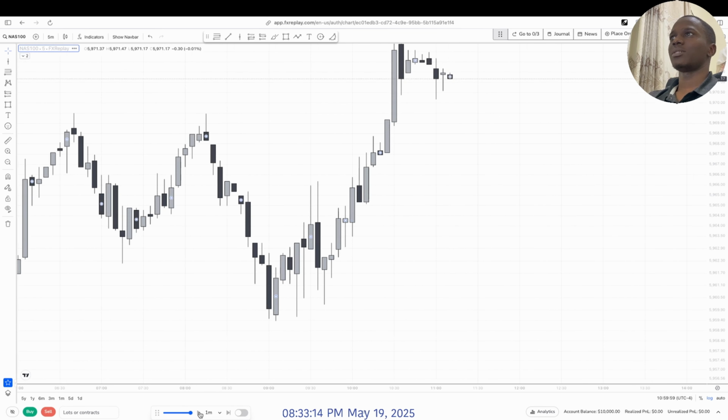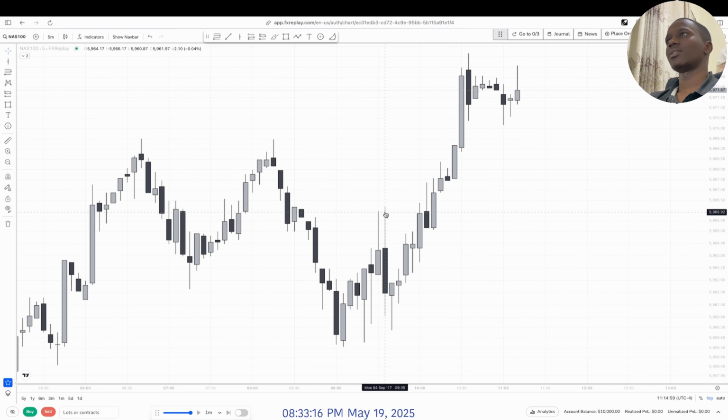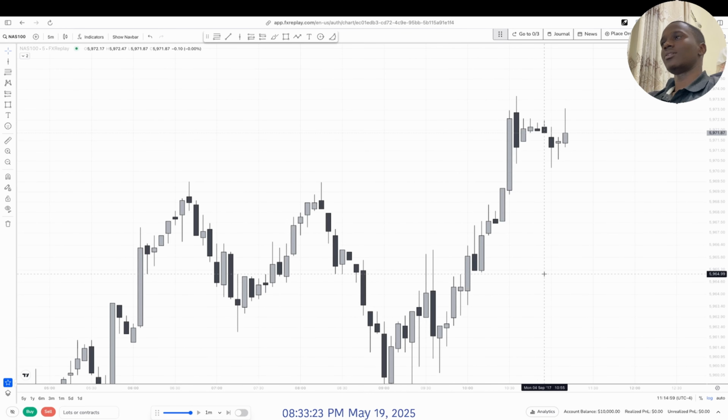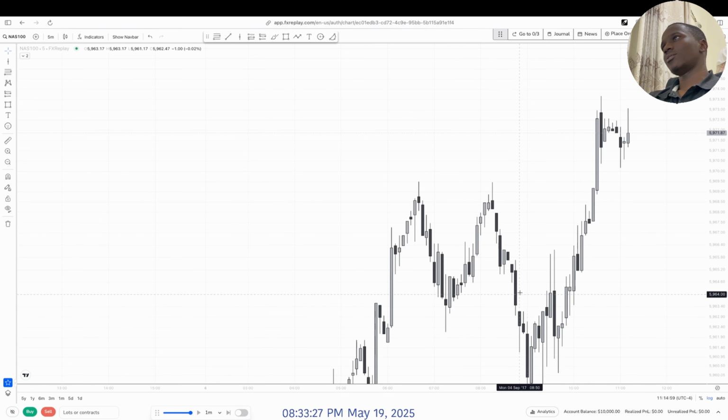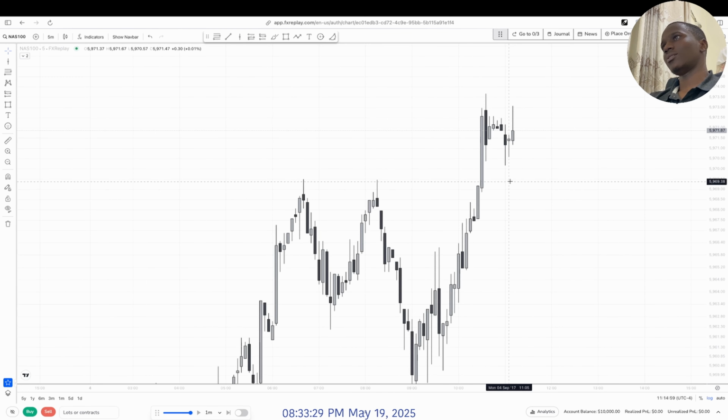And boom, as we expected, liquidity taken out. Right, nice one. Nice move. And now we have reached the consequent encroachment, so maybe we'll see what the market does, and if it shows signs of going lower, we go lower as well.